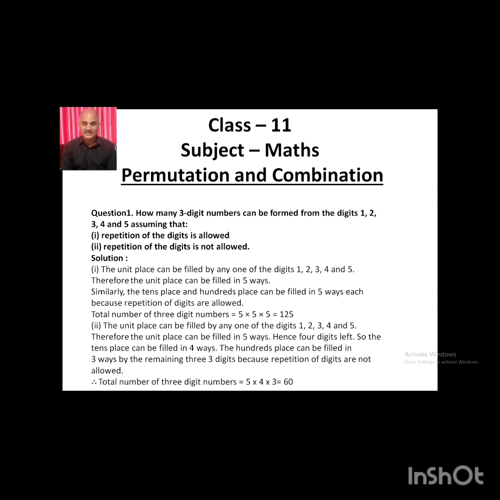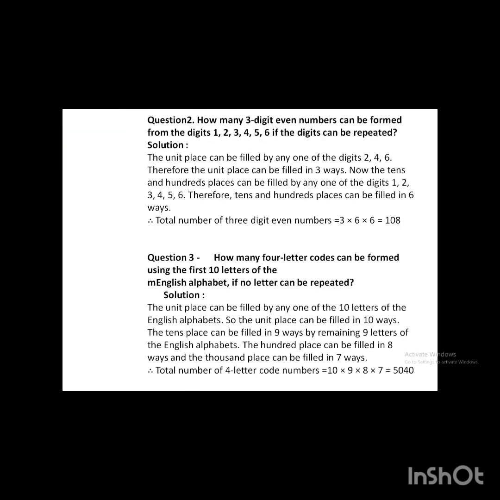Now in the second part, when repetition of digits is not allowed, it means once you write a digit at any particular place, it will not be written in another place. So the number of digits will be reduced one by one. If the unit place is written in 5 ways, then the 10th place can be written in 4 ways and the 100th place can be filled in 3 ways. So the total number of ways of the 3-digit number when repetition is not allowed is equal to 5 multiplied by 4 multiplied by 3, which is equal to 60.